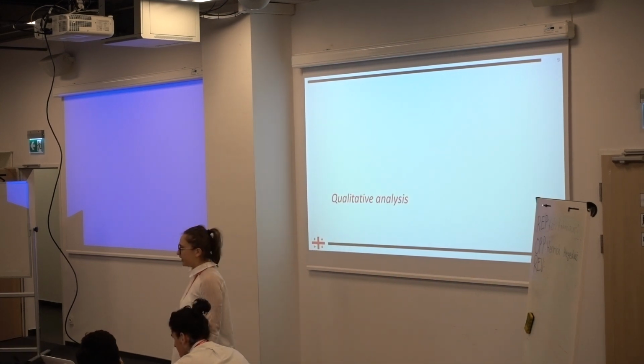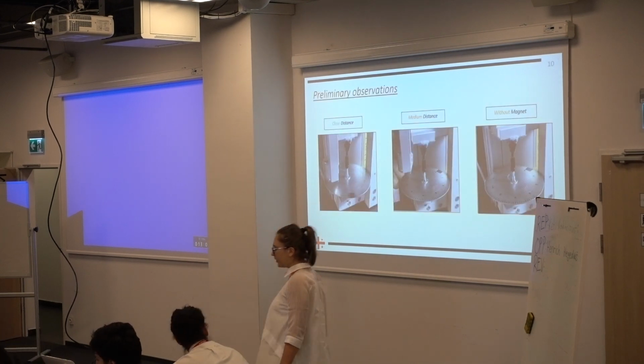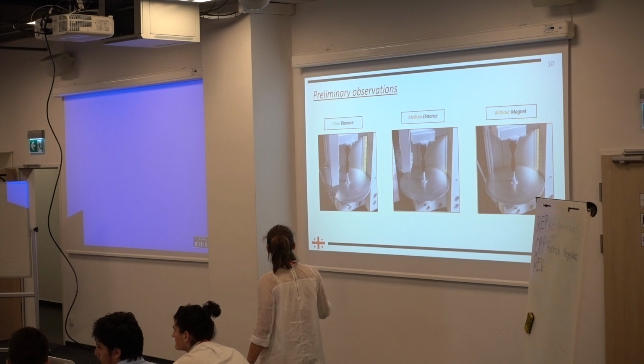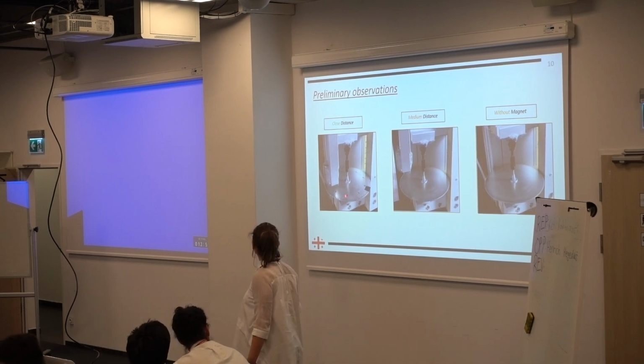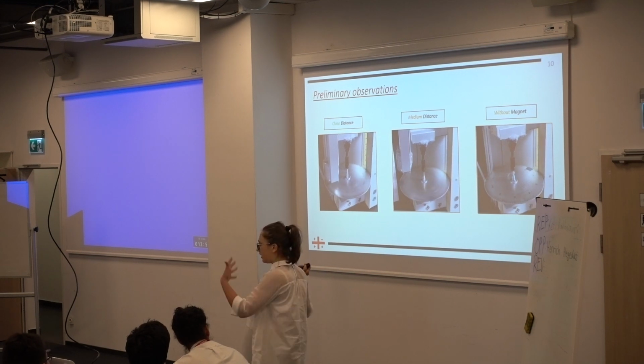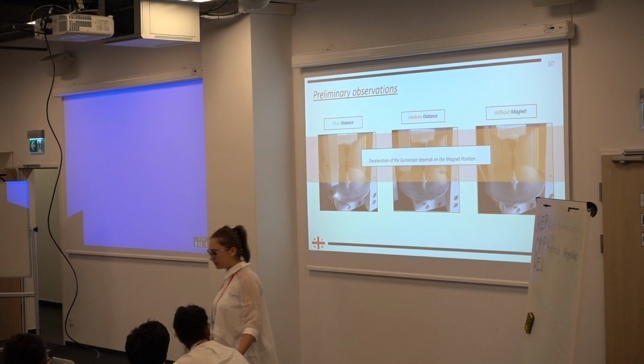So for the qualitative analysis, for the first preliminary observations, we could see that the distance of the magnet affected the phenomenon, like how fast this would stop rotating.